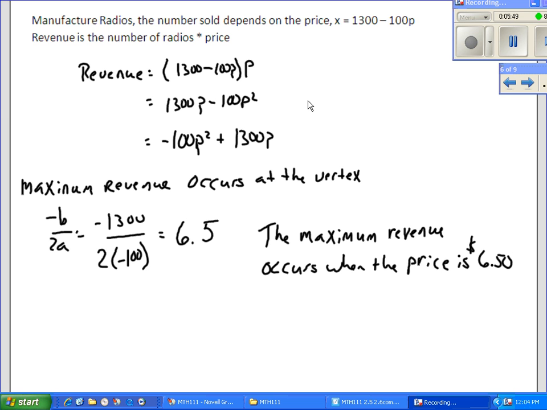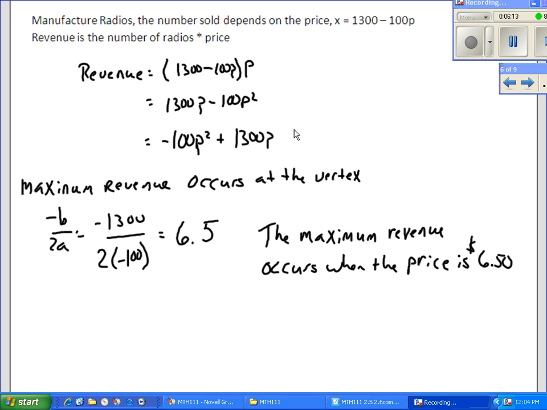And I didn't write the rest of the question up here. So the number of radios sold depends on the price. So the number of radios x is 1600 subtract 100p, and the revenue is the number of radios times the price. So the number of radios is 1600 subtract 100p, and the price is p, and that's what gives me a quadratic function for the revenue.